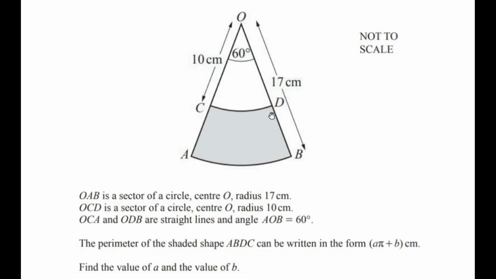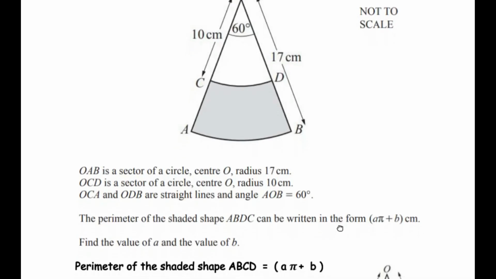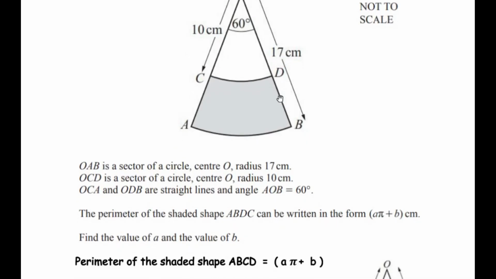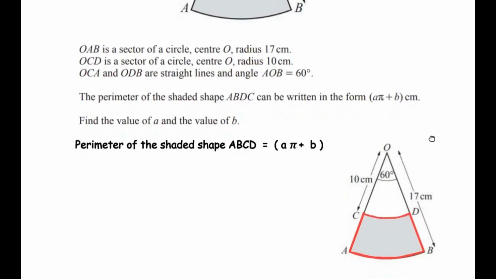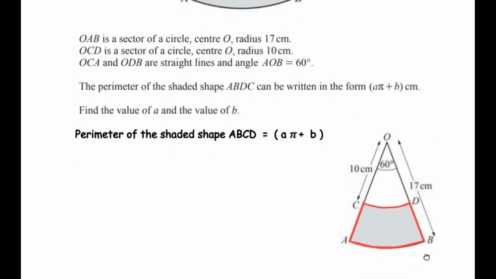Now perimeter is the border or the outline of the given shape. And here the perimeter is given in the form of a pi plus b. So here we have written perimeter of the shaded shape ABCD is given in the form of a pi plus b. And here we have redrawn the same figure and highlighted the shaded shape for easy reference.